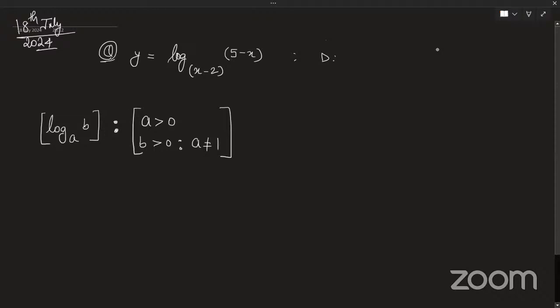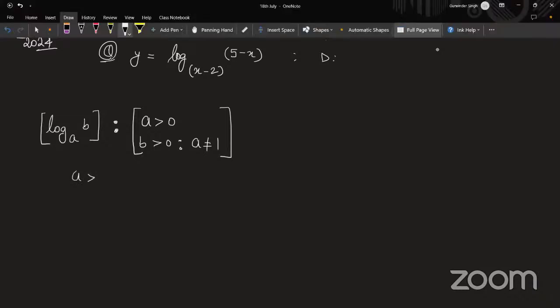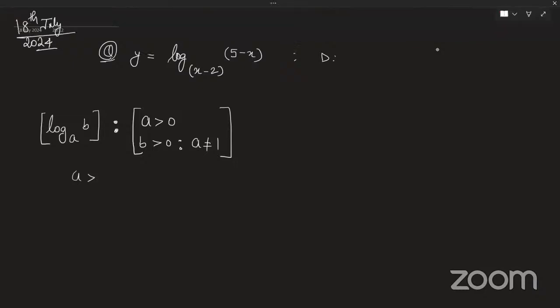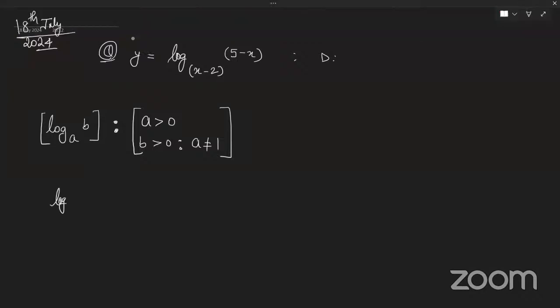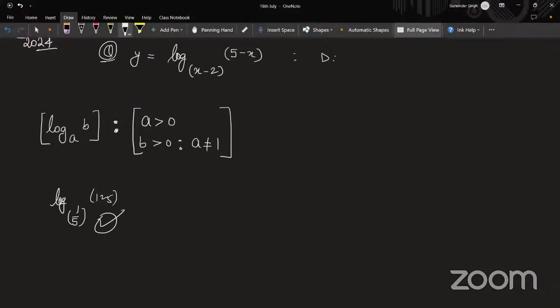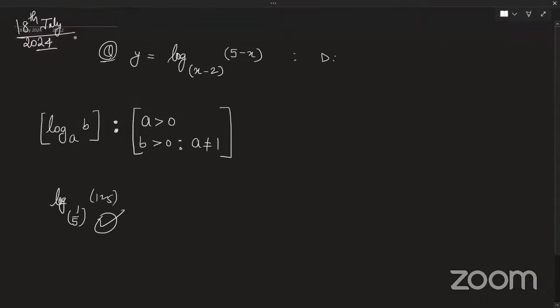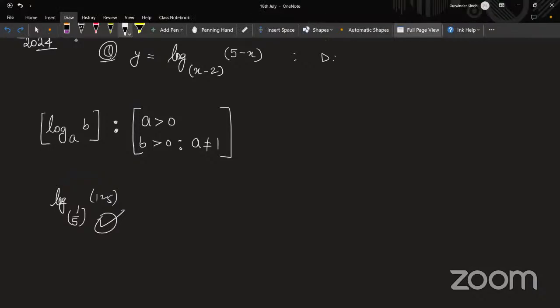Correct? Sorry, a should be greater than what? Can you repeat? No, there is no restriction that a has to be greater than or less than 1. There is no restriction on that. a can be less than 1 also. There is no issue. Like yesterday I gave you that example, 1 by 5 and 125. That is valid. I can take the logarithm in that case.